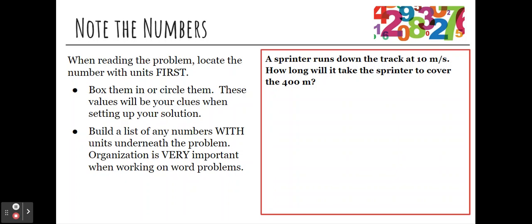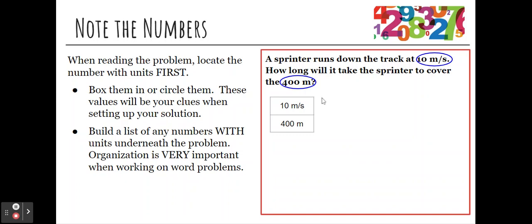A sprinter runs down the track at 10 meters per second. How long will it take the sprinter to cover the 400 meters? So we first start by noting the numbers. I see one first, 10 meters per second, and then a second one at the end, 400 meters. And I'm going to put them in a small table underneath the problem with the unit. Do not forget the unit. Without the unit, the numbers have no meaning. So you need to include that unit.